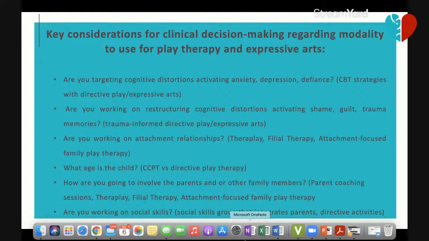The other thing is, like I mentioned before, how are you going to involve the parents or caregivers or other family members? Are you going to do parent coaching sessions without the child present? Are you going to use theraplay, filial therapy, attachment-focused family play therapy? Those are some things you may want to consider.